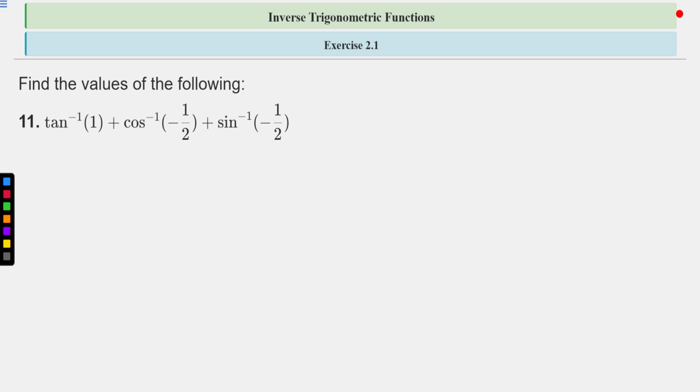Next question says find the values of the following, which is you just have to find the value of tan inverse 1 plus cos inverse minus 1 by 2 plus sin inverse minus 1 by 2, right? You just need to find the value of the given expression, right? Okay, I'm giving you 10 seconds. You can start answering. After that, we will discuss the solution part, right?